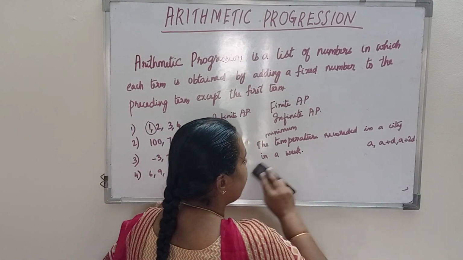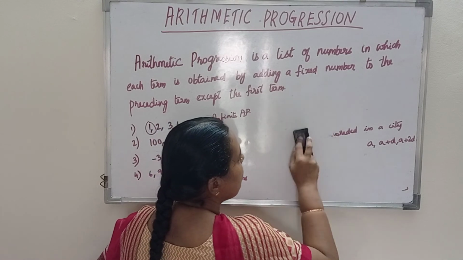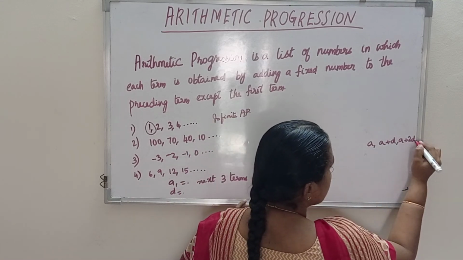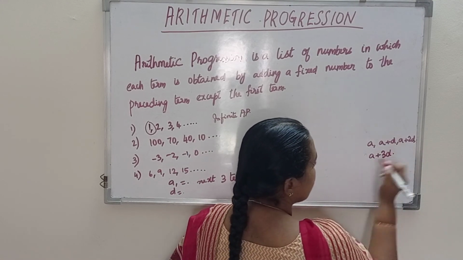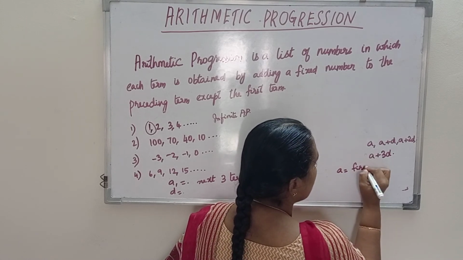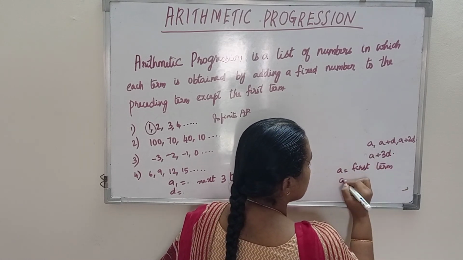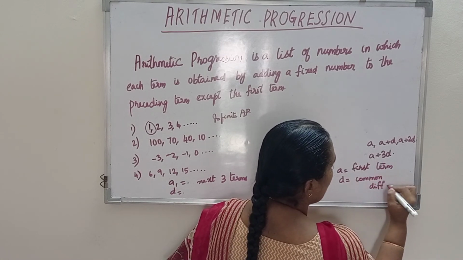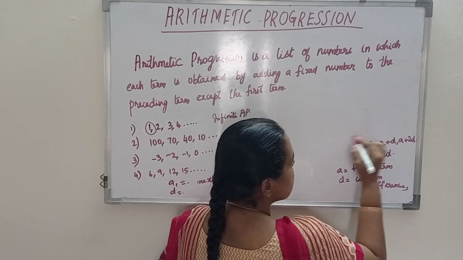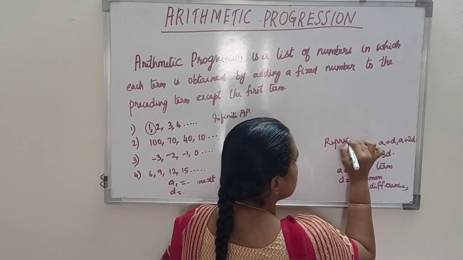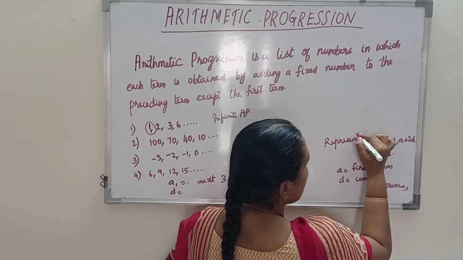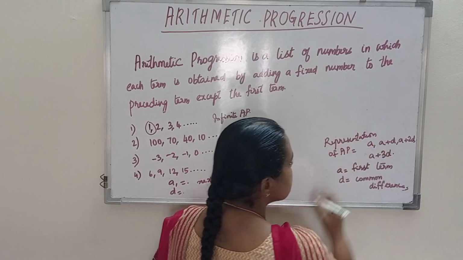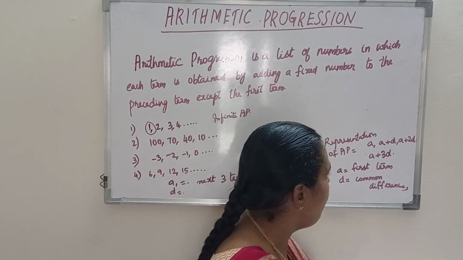And AP is represented in such a way that A, A plus D, A plus 2D, A plus 3D, where A is the first term and D is the common difference. This is the representation of AP. AP is represented in this way. It is A, A plus D, A plus 2D, A plus 3D and so on. A is the first term, D is the common difference.